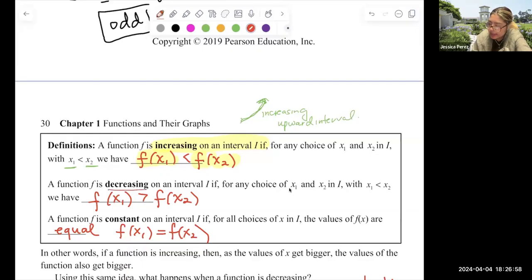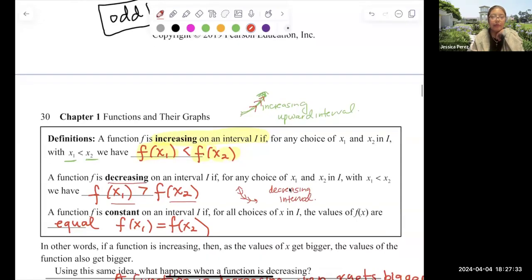Now, when you have a decreasing interval, the second one is less than the first. So that looks like this. It's decreasing. It's going down. So this one's up and the other one's down. Or you can also do it this way. Decreasing interval, where the second choice is smaller than the first.